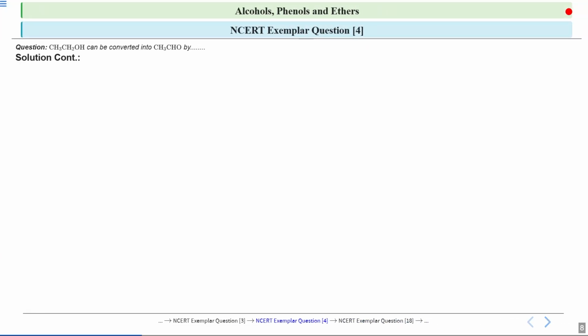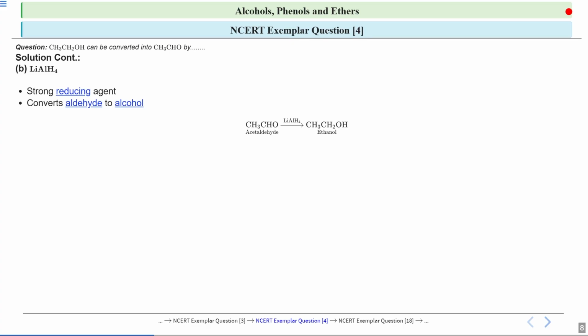Now we will see the second option. Second option is LiAlH4, that is lithium aluminium hydride. This is also a powerful reducing agent. LiAlH4 is a strong reducing agent. It typically adds hydrogen to compounds, which means it reduces them. It converts your aldehyde to alcohol. So it will also reduce your aldehyde to alcohol. This is also a reducing agent.